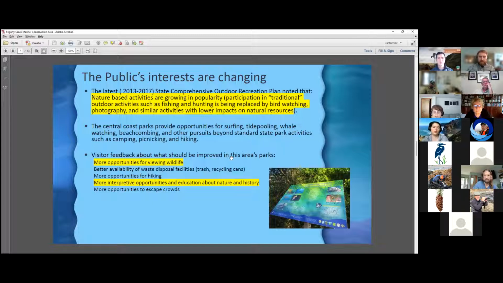The visitor feedback about what should be improved in state parks, one of them, in the top one, I don't know if it was in order of priority, was more opportunities for viewing wildlife. And then also more interpretive opportunities and education about nature and history. So like this existing sign at Fogarty Creek, this is what people want to see more of. They want to learn about their natural environment. And I think it helps people enjoy and appreciate the natural environment more.